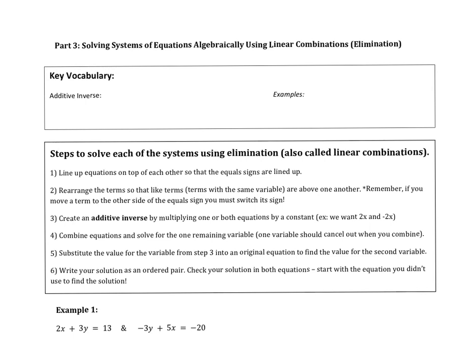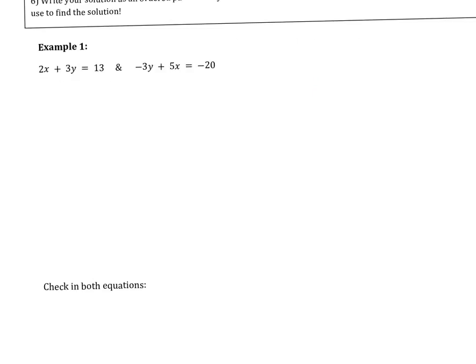First, you need to understand what the word additive inverse means. Additive inverses are terms that add to zero. In other words, they're opposites. So for example, 3 and negative 3 would add to 0, so they're additive inverses. Negative 2x and 2x are also additive inverses. This example would be considered a level 1 example. It's a level 1 example because we already have an additive inverse.